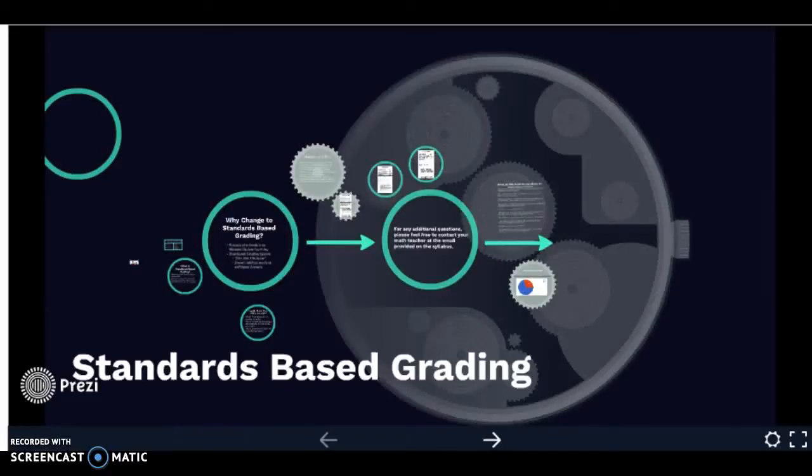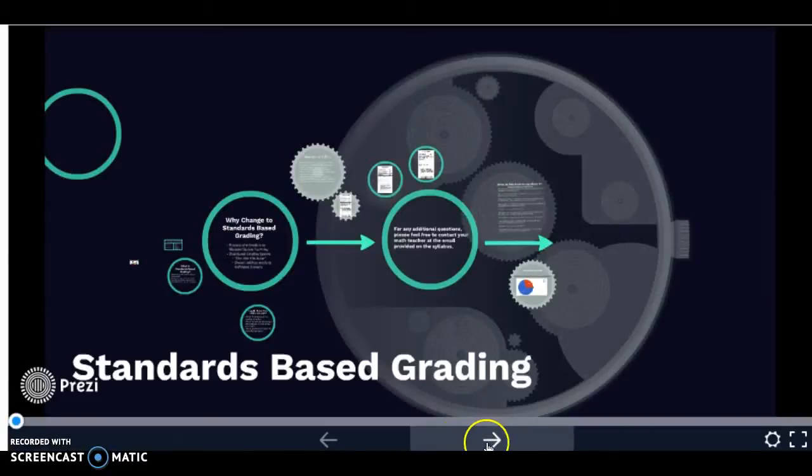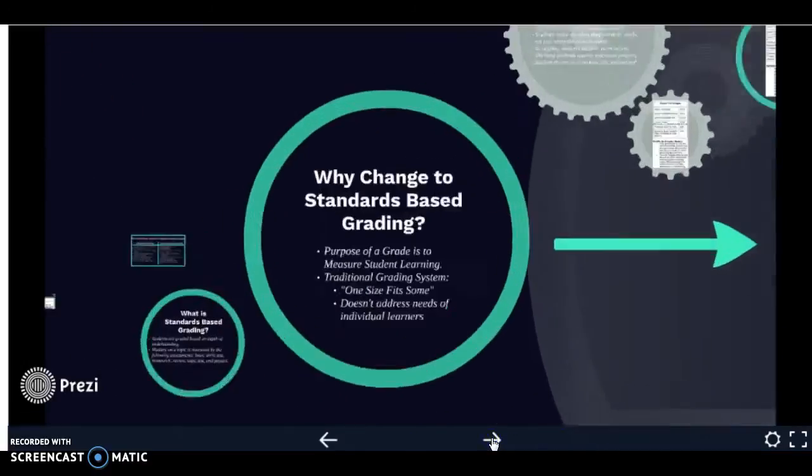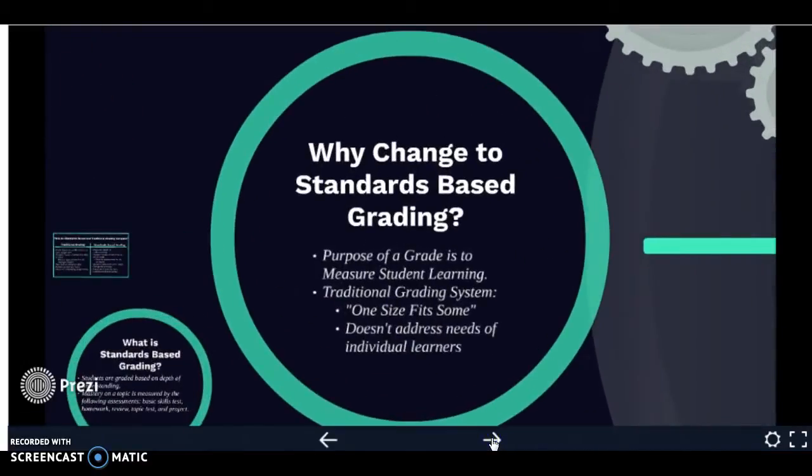Hi, this is an overview of standards-based grading. You may be wondering why change to standards-based grading. We first saw the need for this system when we asked students what the purpose of a grade is. They had trouble coming up with answers, and we found that students did not understand that the true purpose of a grade, as we know, is to measure student mastery of specific skills.